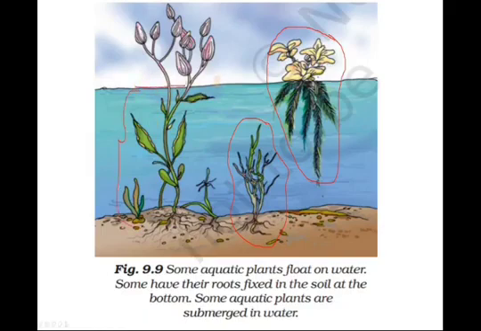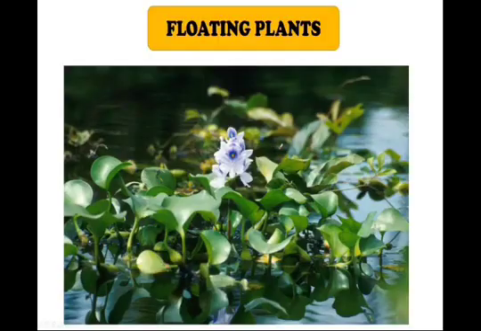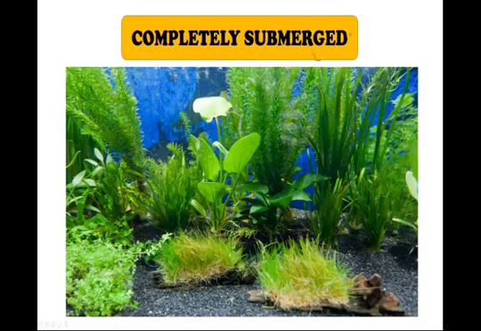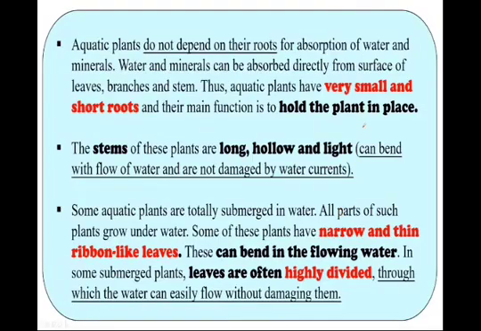Some aquatic plants are submerged in water. And look at this plant. Yes, these plants have a deep root that is fixed in the soil. But look at here. These are floating. Look, this root is not fixed. But this is partly submerged, like water lily and lotus. Just you can pluck it up. These are completely submerged plants. These are completely submerged plants you can see under the sea.